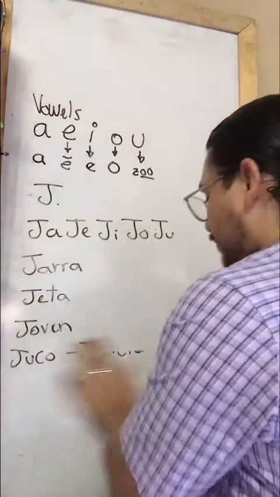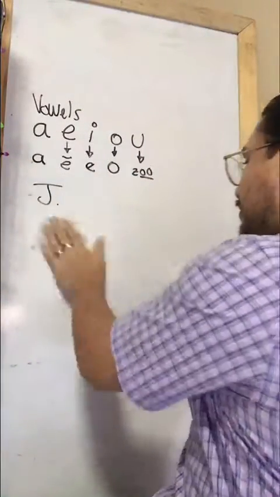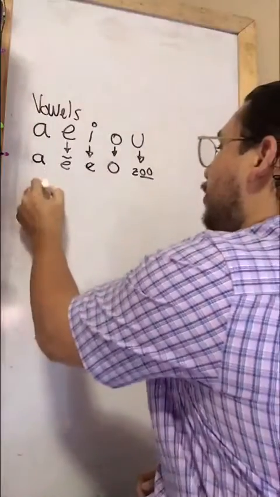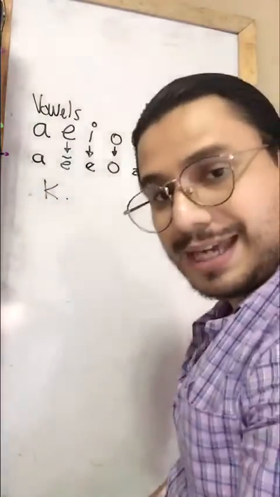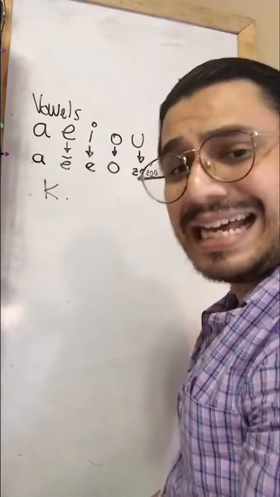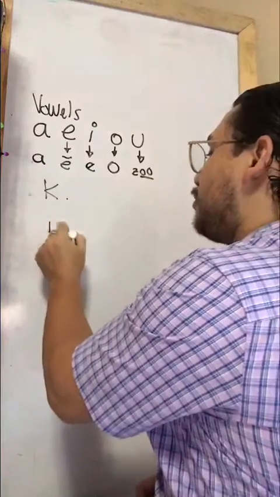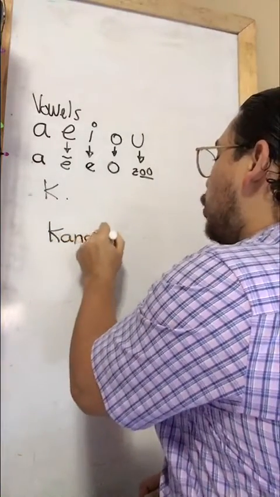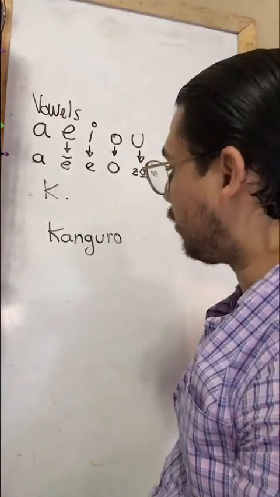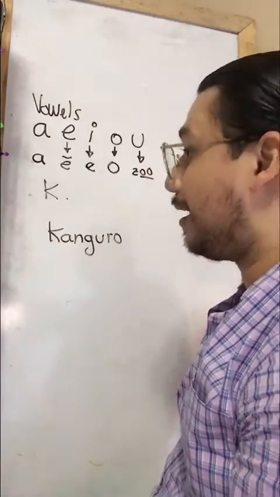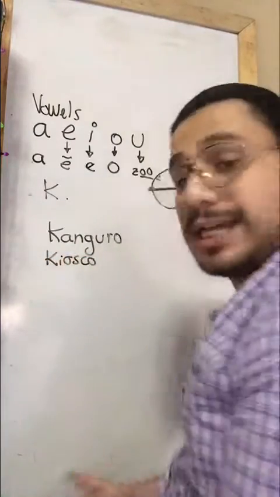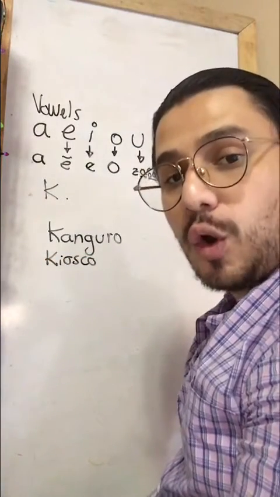And then we have the letter K. Now this is a tricky one because I don't really know if we have a lot of words with a K, but I'm gonna try anyway. Remember, this one has the sound k. The only one that comes to my mind first is canguro. Canguro. Then I don't know any with K. Oh, I know one with Ki. Kiosco. It's a kiosk. Kiosco.